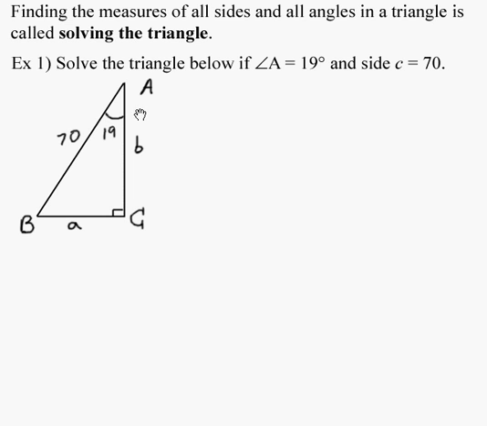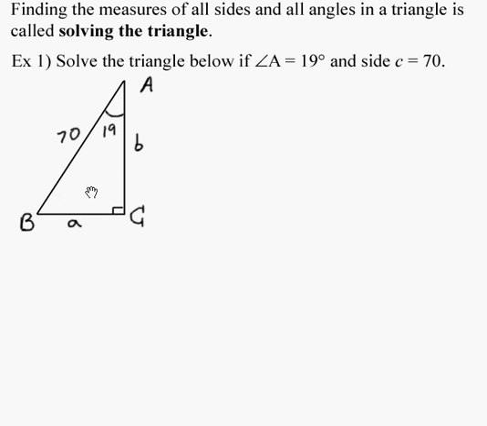So here's the information we have in example 1. We got triangle ABC. Side A, of course, is opposite angle A, which is 19 degrees, they told us. Side B is opposite angle B, which we don't know what that is. Side C is opposite angle C, and that's 70, and we know angle C is 90 degrees because that's a right angle. So we need to find 2 sides and 1 angle. Those are the 3 pieces we need to look for. They gave us 3 pieces of information. We need to find the other 3.